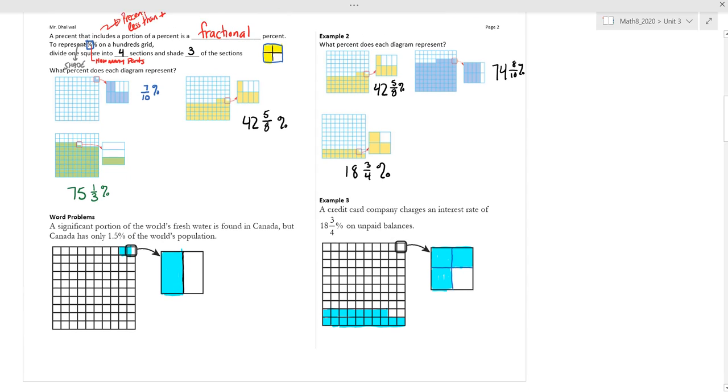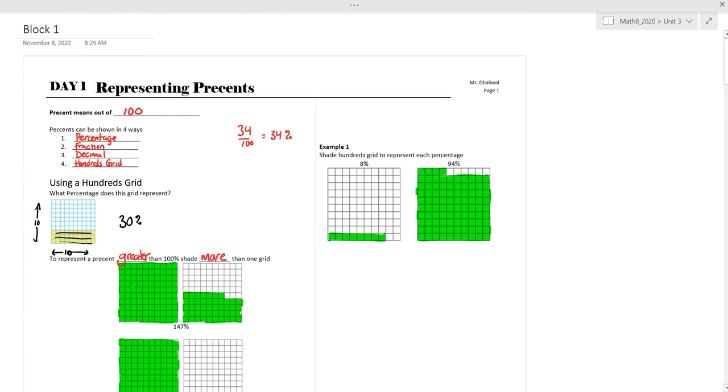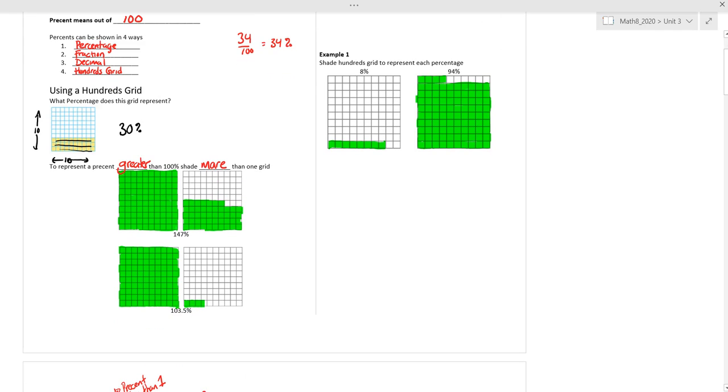So if you were away last day, we started a new unit. It's about percentages. It's a very short one. We'll be done it this week, and then we'll start another one. It's only like 3 or 4 lessons long.